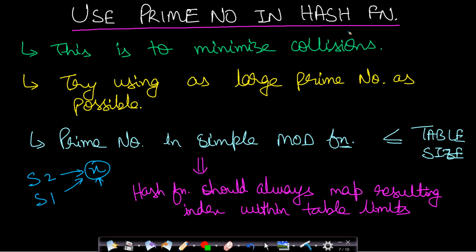So this is the reason why we want to use a better hash function. Now the prime number in the simple mod function should always point within limits, that is, within the table size limits. Otherwise you will get some memory error. This hash function is basically used in the Rabin-Karp algorithm. I will put the link in the description below, you can check it out, and also in the rolling hash.